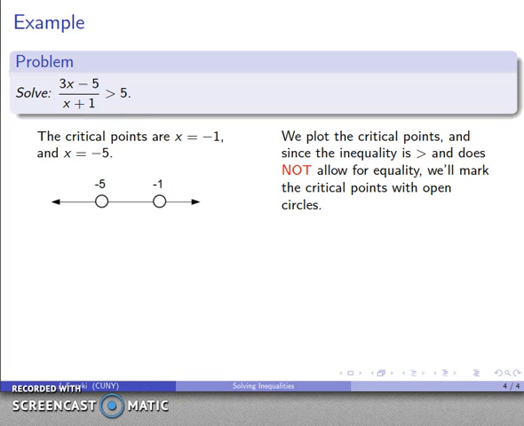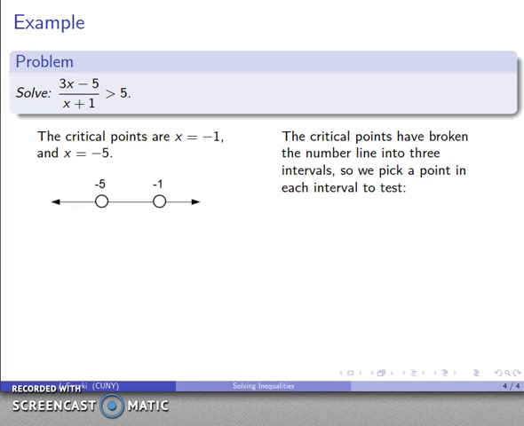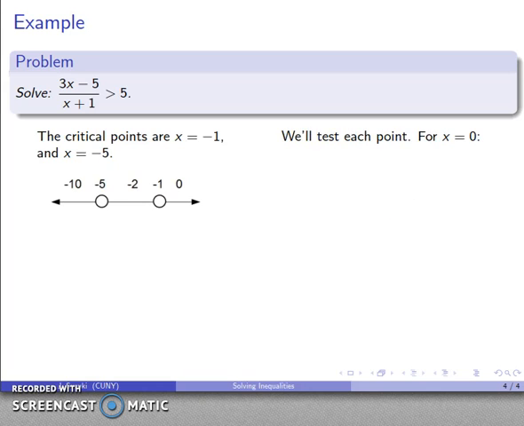All right, so now let's take a look at this. I have two critical points. I have 1, 2, 3 intervals that I've partitioned the real number line into. So I'm going to pick a point in each of those 3 intervals. So for example, I might pick in this interval 0, in this interval, how about negative 2 maybe, and in this interval, how about negative 10 or something like that. So I can pick a point in each of those intervals, and I'll test each point.